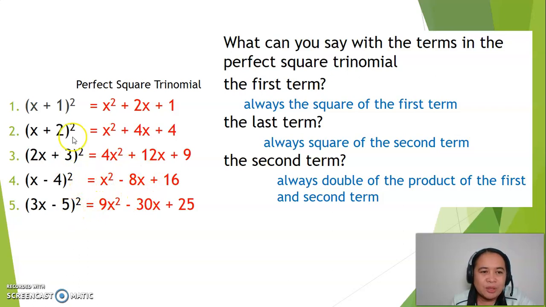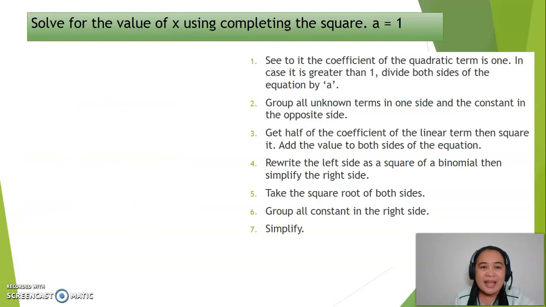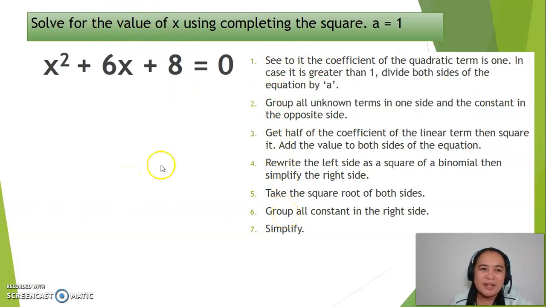So therefore, to square a binomial, basically square the first term, multiply the first, the second, and 2 to get the second term. And to get the last term, square the second term. Now, let's have an example. How to solve a quadratic equation by completing the square. So these are the steps. It's quite long. Okay, let's have an example.